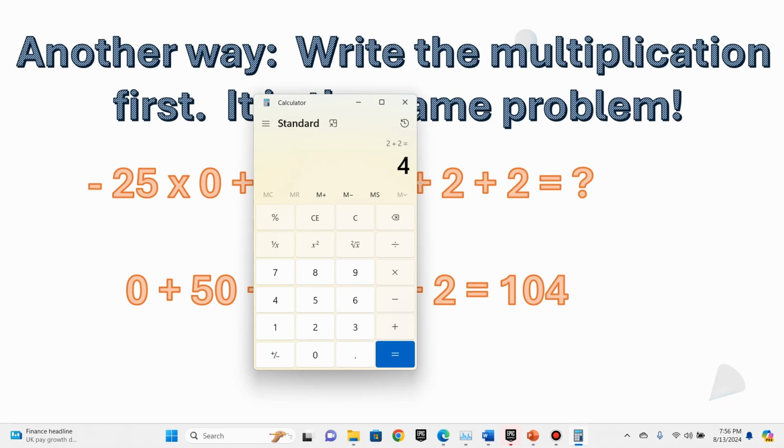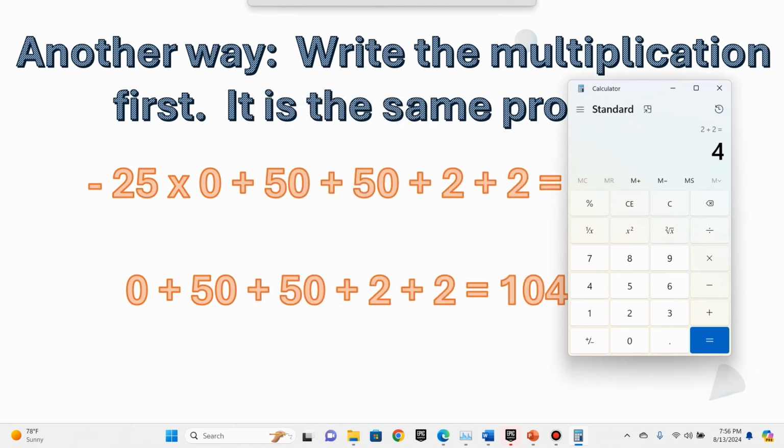They're not meant in this mode to allow you to type in a whole expression with mixed operations, because it's processing each operation individually. This is great for adding and subtracting numbers, but it's not so good when you're mixing operations. It's not to say you can't use this type of calculator. You could, but you'd have to enter the numbers a lot like what you see here, where I've got minus 25 times 0 plus 50 plus 50 plus 2 plus 2. And if you did it that way, you'd end up with the right answer of 104.